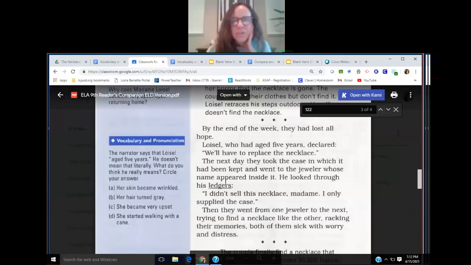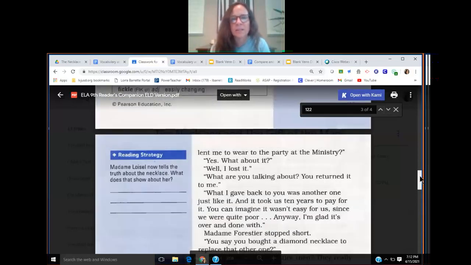Okay, so ledgers are his books, where he keeps his records of his sales. And then racking means trying really hard to come up with the memory, like looking and looking for the memory that they are trying to find, which is where the necklace is.